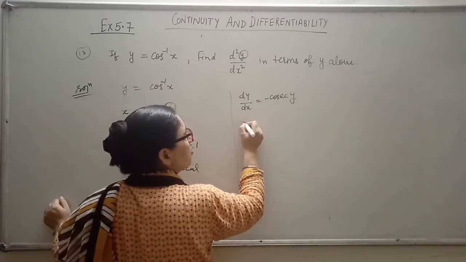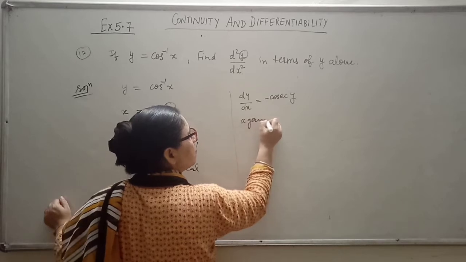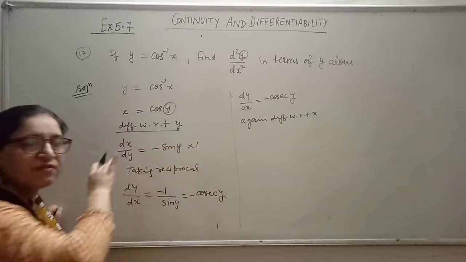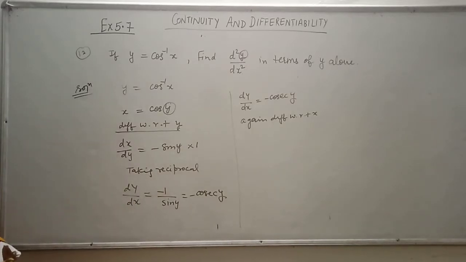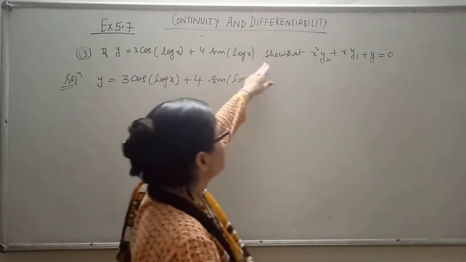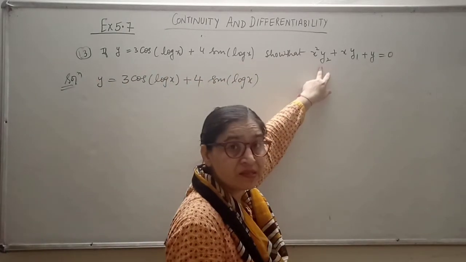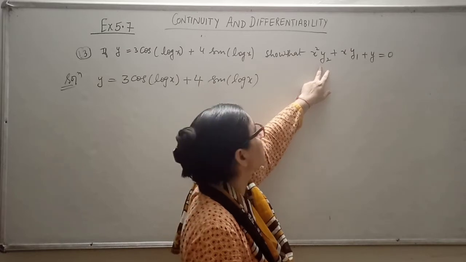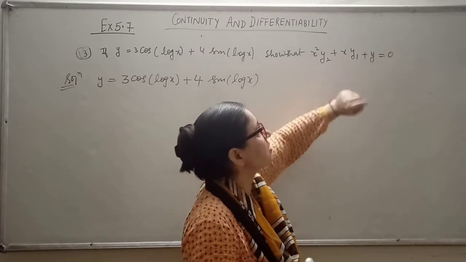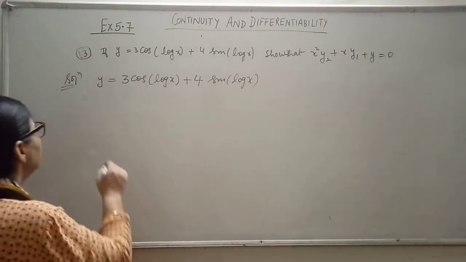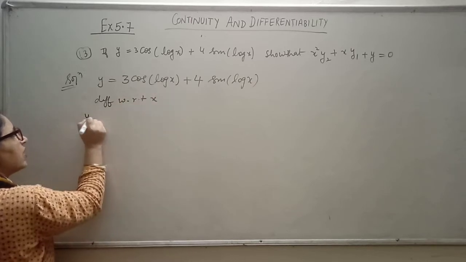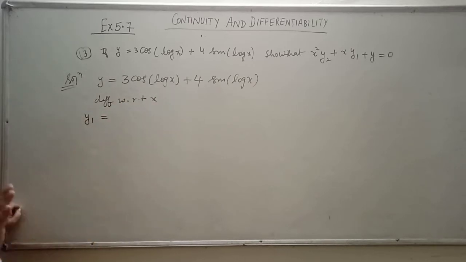so that we can take its second order derivative, again differentiating with respect to x, that we have already done in the previous type also. And the students, in this 13th question, this expression is given and you are to prove that x square y2, means second order derivative of y with respect to x, plus x y1, means first order derivative, means dy by dx, plus y equal to 0. Okay, so let us differentiate it with respect to x first of all. That is y1. अब मैं इसको dy by dx की जगह y1 लिखूंगी.